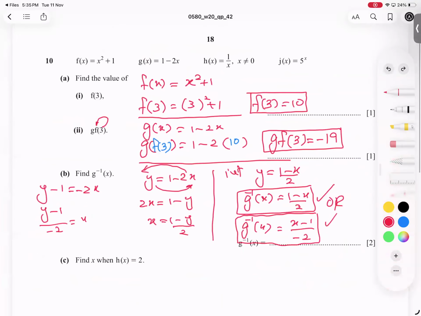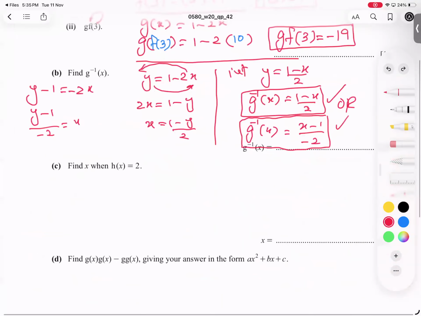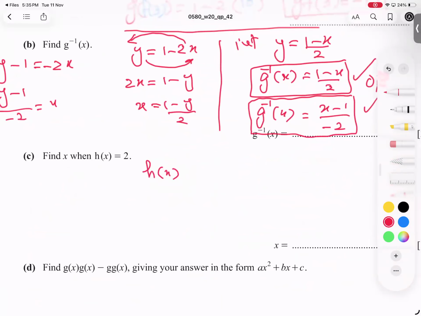So first of all, I'll copy the function as it is. Best practice is to copy the function as it is. I have done it, but this is for your knowledge.